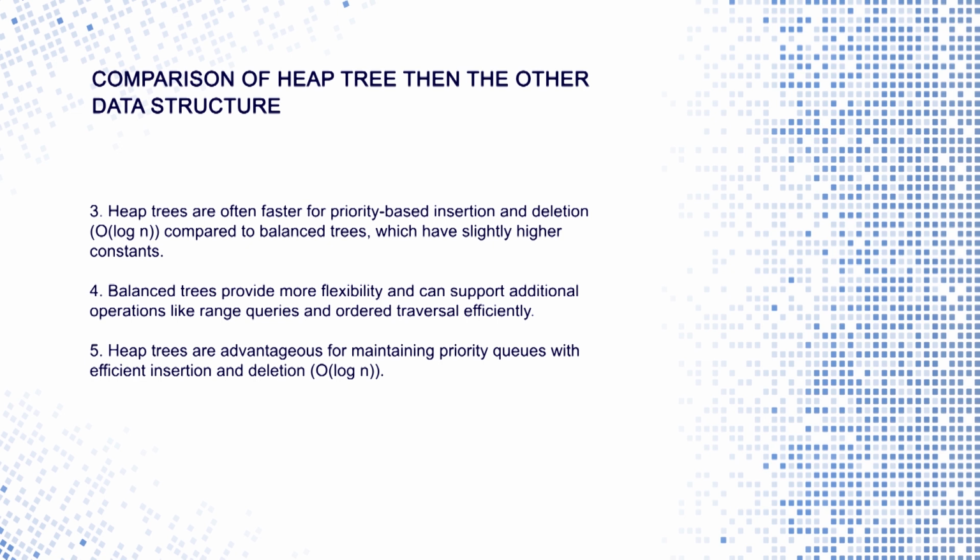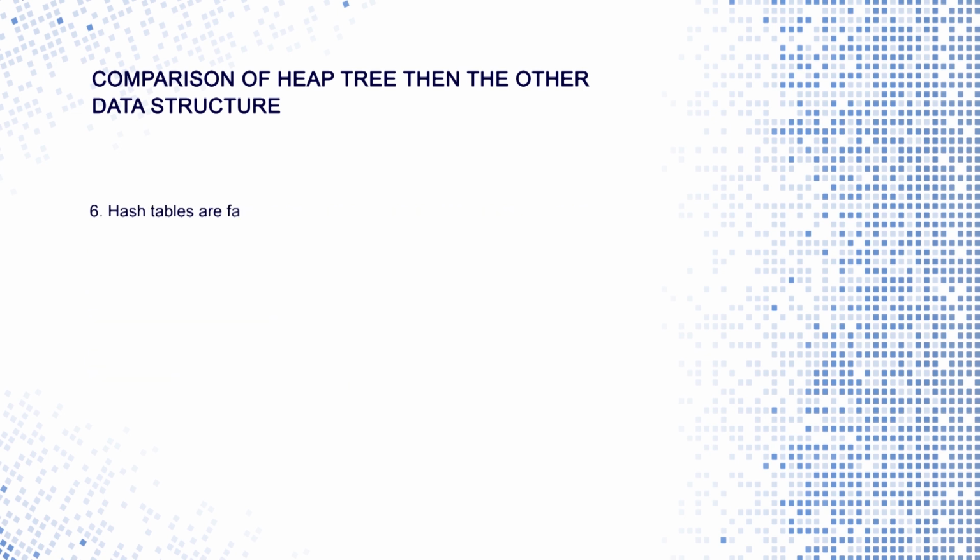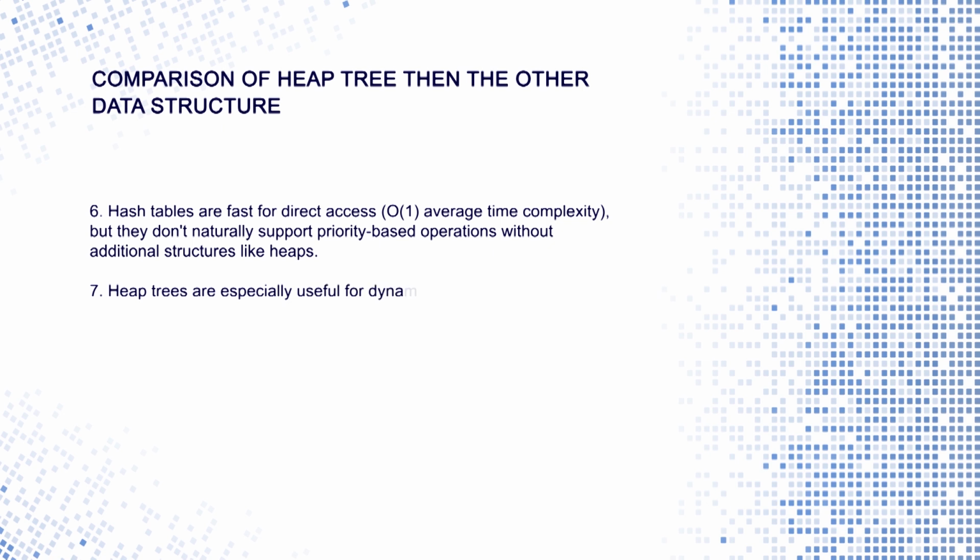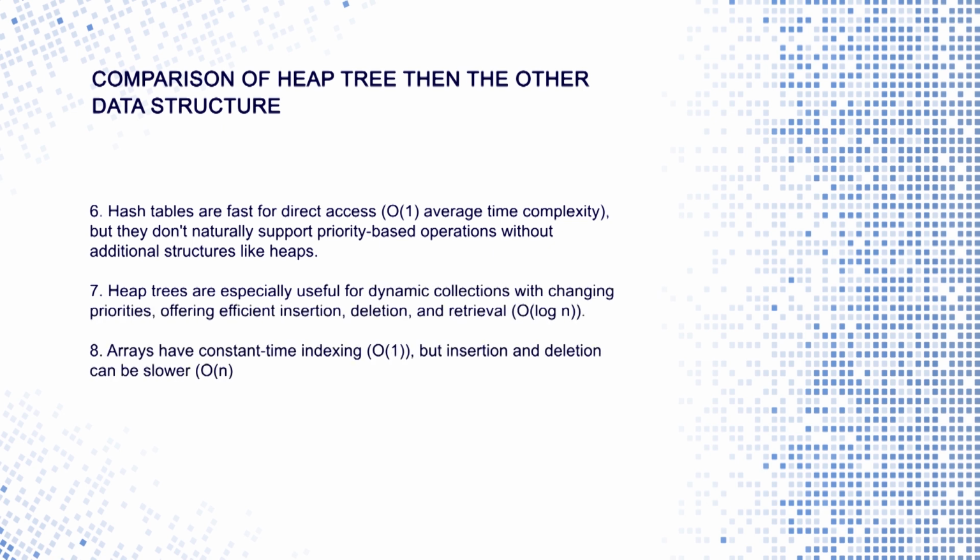Heap trees are advantageous over other structures for maintaining priority queues, with efficient insertion and deletion of complexity order of log n. Hash tables are fast for direct access, that is order of 1 on average, but they do not naturally support priority-based operations without an additional structure like heaps. Heap trees are especially useful for dynamic collections with changing priorities, offering efficient insertion, deletion and retrieval with complexity of order of log of n.